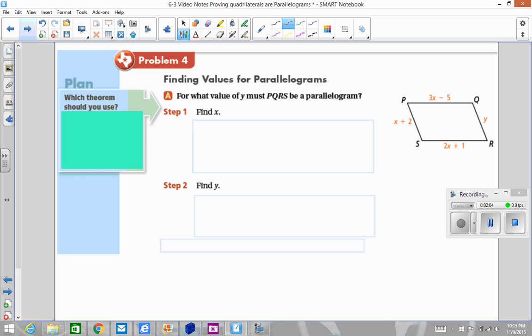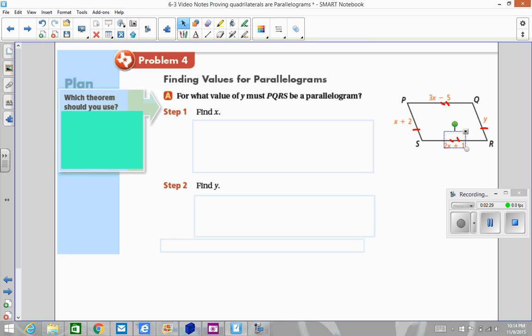All right. So if we look here, it says, what is the value of y that must make PQRS a parallelogram? First of all, we can't find y yet because this y is going to be equal to this piece here. So in order to find y, I've got to know what x is. In order for it to be a parallelogram, these two sides would have to be congruent.